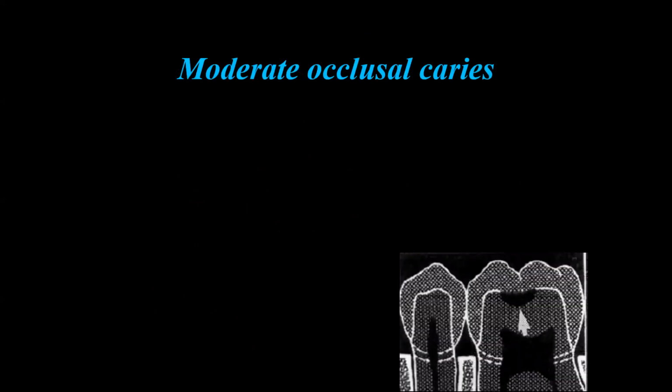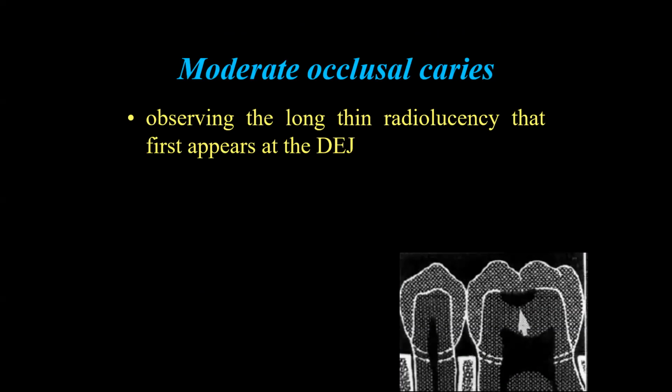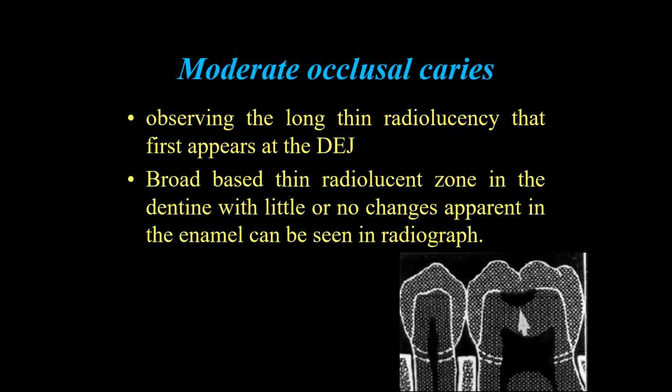Next is moderate occlusal caries. Usually we see moderate occlusal caries as a thin radiolucent zone which has a broad base and is present in the dentine. We will not be seeing any changes in the enamel. So this is a picture showing how we see a moderate occlusal caries. We see it as a radiolucent zone with a broad base at the dentino-enamel junction, and the lesion is in the dentine. In the radiograph, we'll be seeing enamel with no apparent changes.